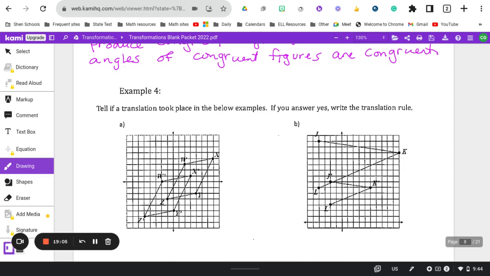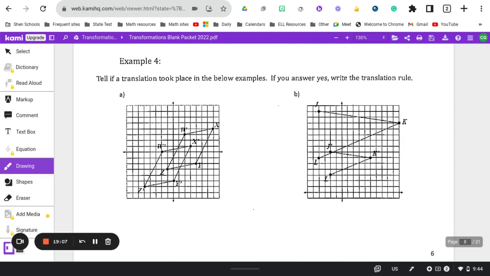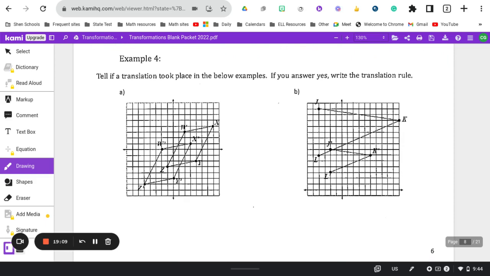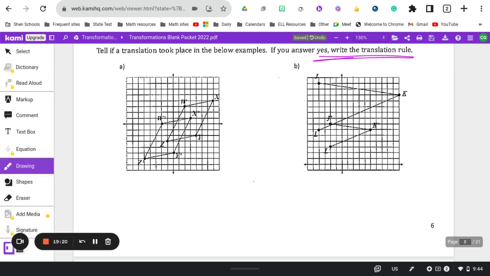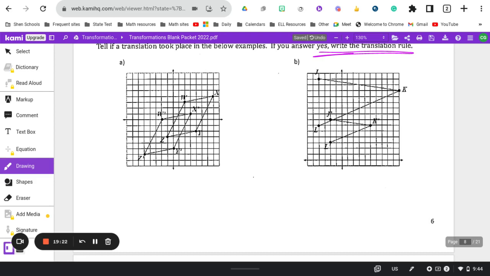Okay, so again, if you haven't had a chance to do example 4, pause the video and do example 4. It says, tell if a translation took place in the below examples. If you answer yes, write the translation rule. So if you didn't write the translation rule, again, pause the video and write the translation rule.